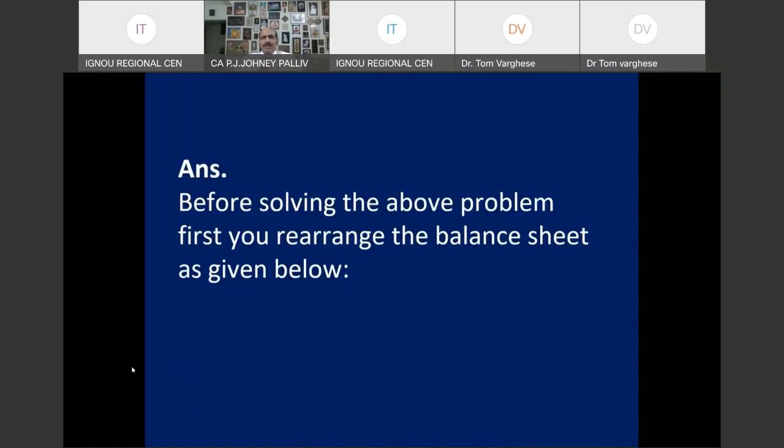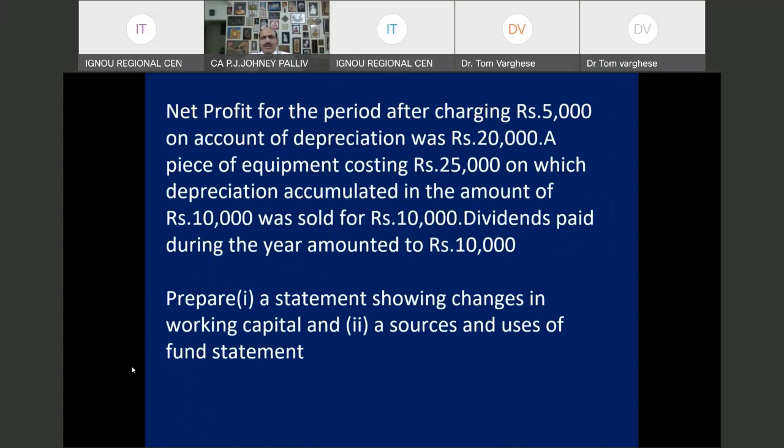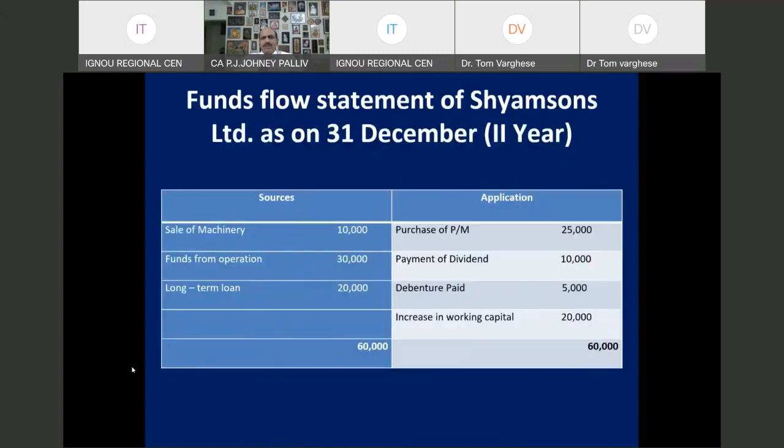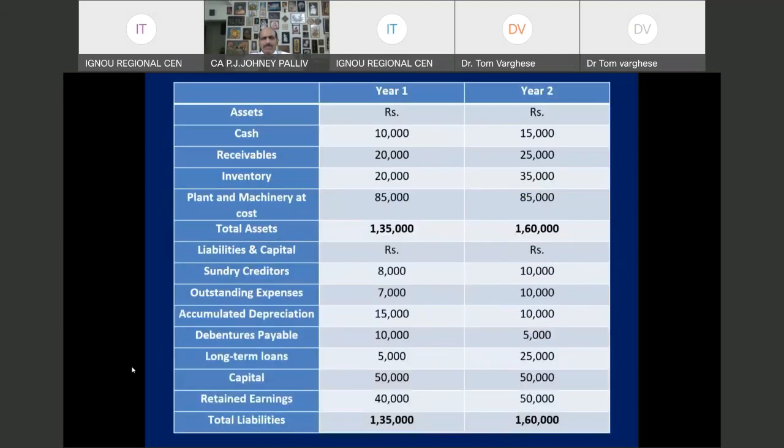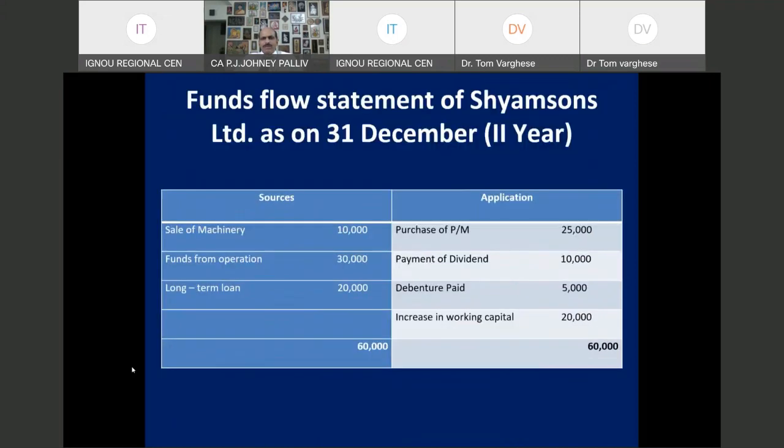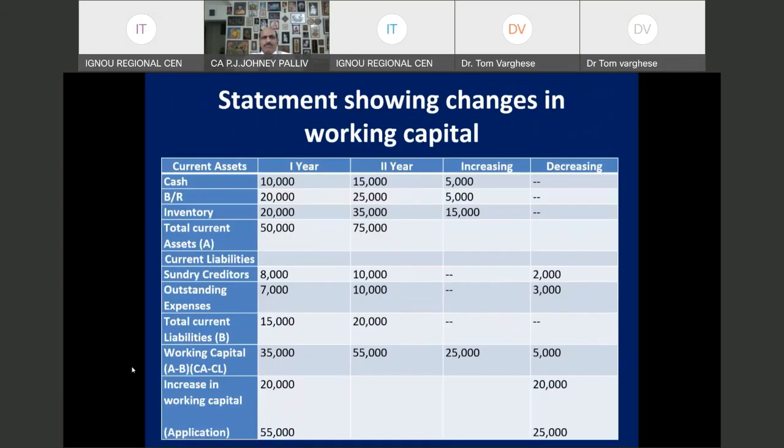And payment of dividend is also given in the question. Dividend paid 10,000. You can see the balance sheet, debentures 10,000 reduced to 5,000. 10 minus 5, 5,000. That is debenture 5,000. And the balance, only one item left, that is increase in working capital. In order to find out this 20,000, we have to prepare a statement. This statement is called the working capital statement.